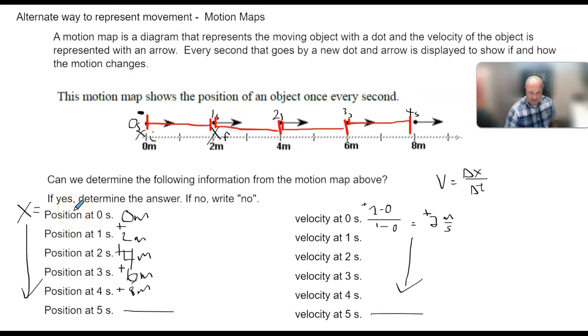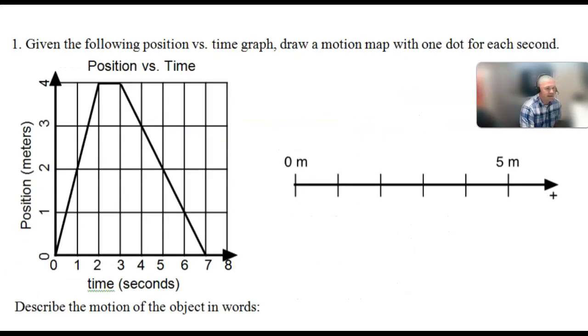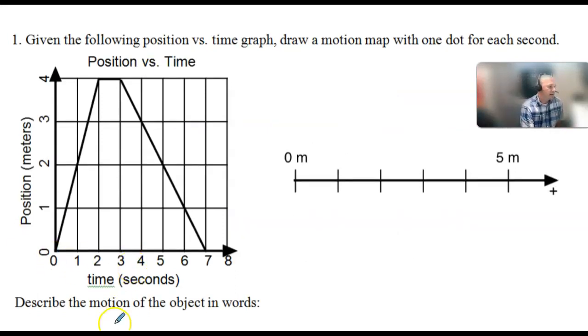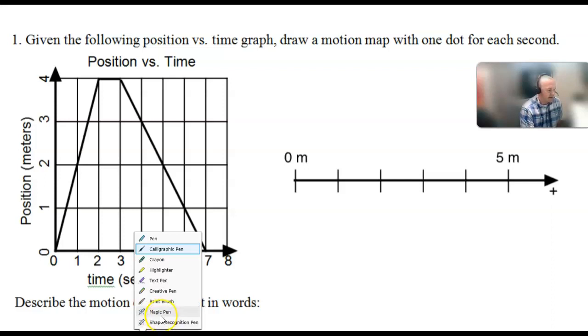So that is the first one here, and we'll go on and show how we can work between the two different types of representations of motion. So we have a standard position versus time graph here. We're going to write out in words what it means, and then we'll draw the motion map over here. So try to figure out what's going on. So if we take a look at this, I'm going to put some dots on here just so we have some references, which makes it easier to read the position at a certain time.